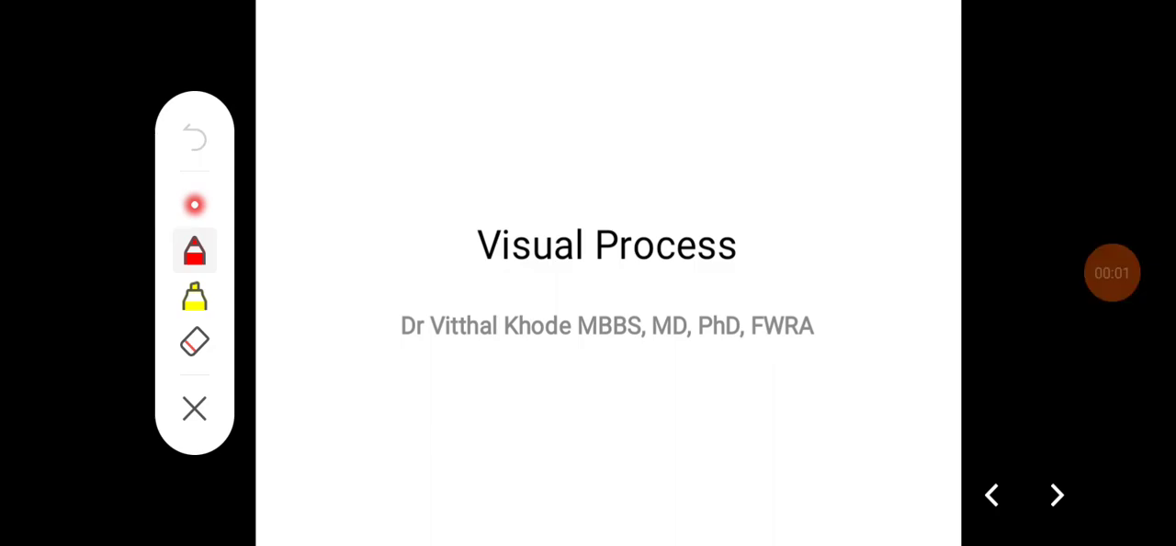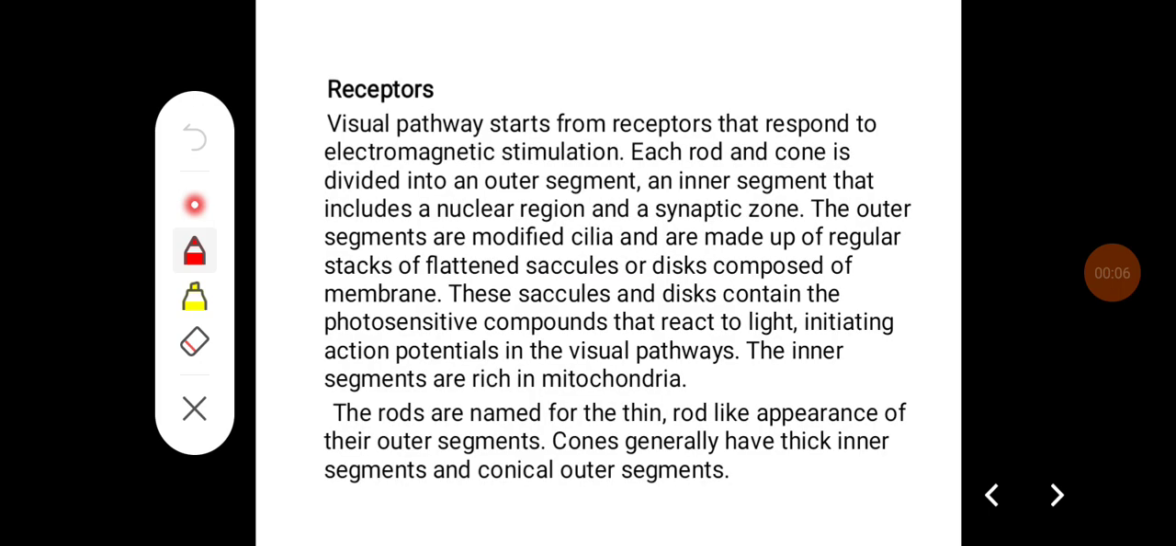Hello everyone, in this class we'll try to learn about the visual process which occurs in rods and cones. Receptors. The visual pathway starts from receptors that respond to electromagnetic stimulation.